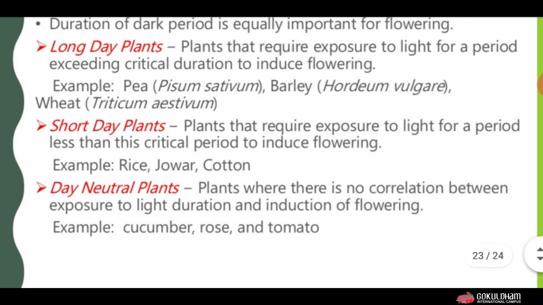Now day neutral plants, where there is no correlation between the exposure to light duration and induction of flowering. Means उसे day neutral plants are those plants in which there is no correlation between exposure to light and induction of flowering. The examples of these plants are cucumber, rose and tomato.